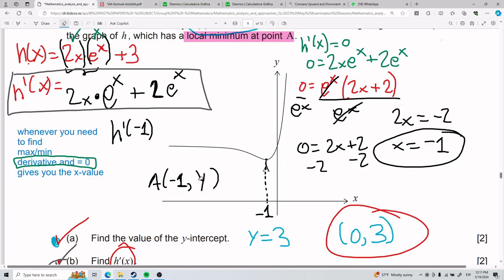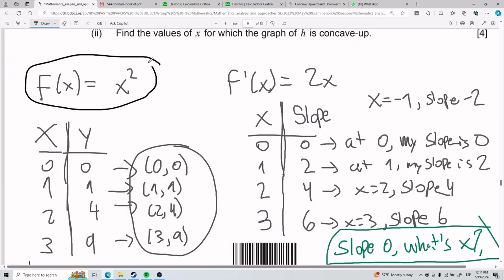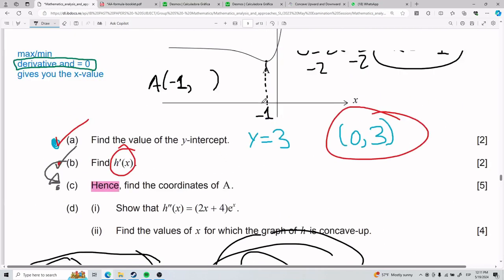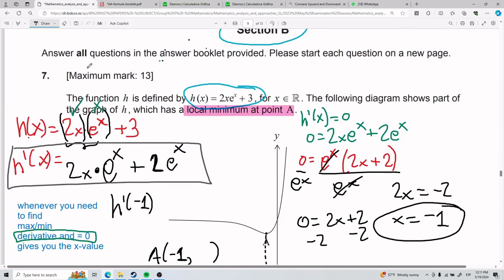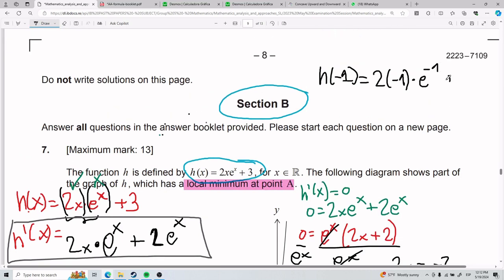See? And so for the x and y values, we said earlier you have to use the OG. You have to use the OG. For slopes, you use the derivative. Okay? So we go all the way back and we use the OG. So I can plug in h of negative 1 into this one here. So you end up with 2 times negative 1 times e to the power of negative 1 plus 3.